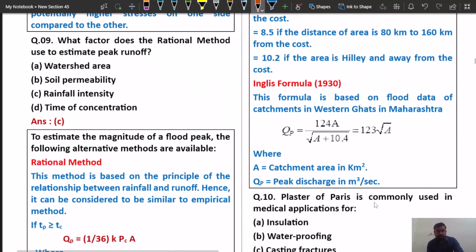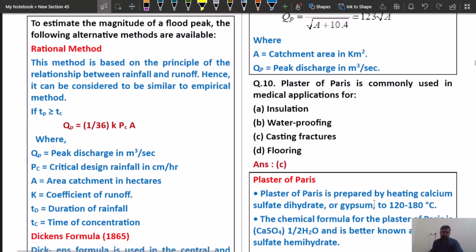What factors does the rational method use to estimate peak runoff? This question is asking about the rational method, and what components are used to find the peak runoff. To find the flood peak runoff, there are different methods available, the first being the rational method. This method is based on the principle of the relationship between rainfall and runoff.